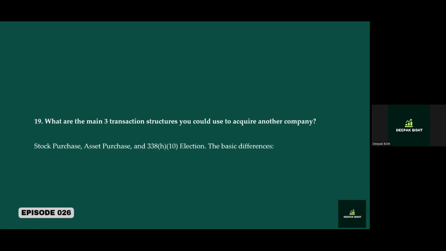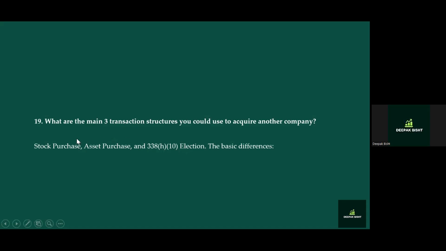Question number 19 is: what are the three main transaction structures you could use to acquire another company? The three main transaction structures, which we have previously discussed, are stock purchases, asset purchases, and 338(h)(10) elections and their basic differences. But let's discuss everything here in detail today.